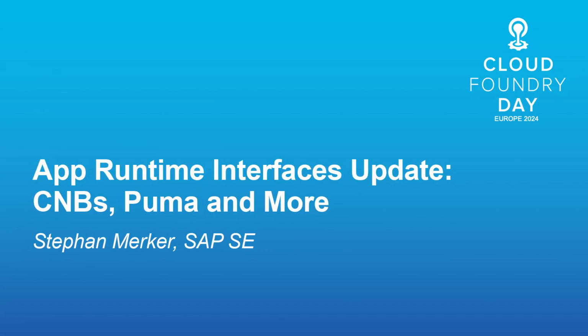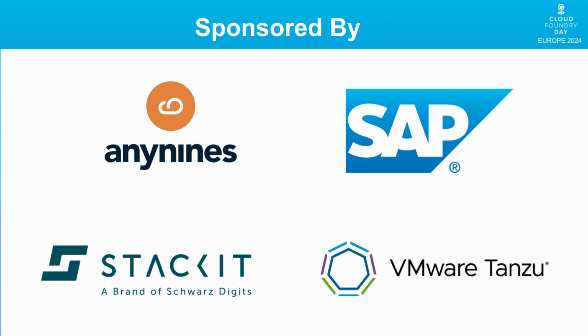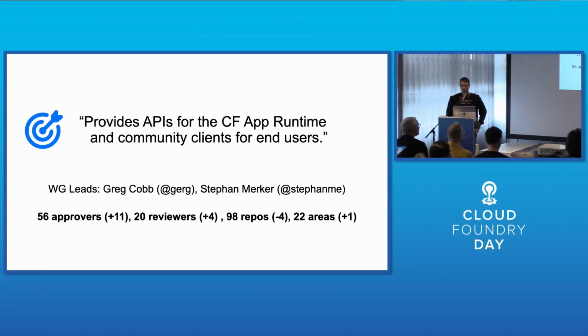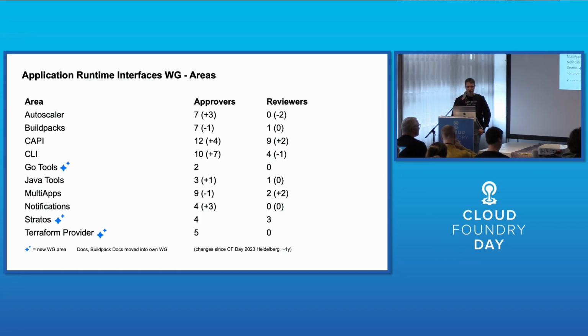Okay. The ARI working group provides the APIs for CF Uptime Runtime. It provides community clients for end users. The working group is led by Greg Kopp from Broadcom VMware and myself. It's a rather big working group, close to 60 approvers and 20 reviewers, taking care of nearly 100 GitHub repositories and 22 areas. And if we look a little bit more inside, we will see the areas.